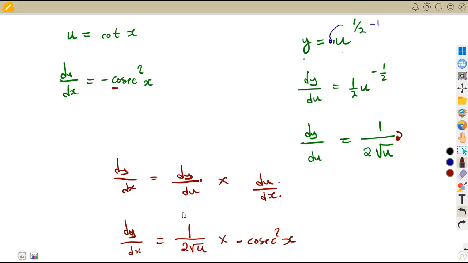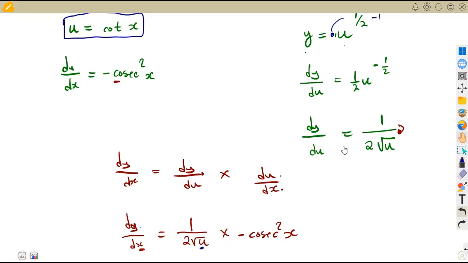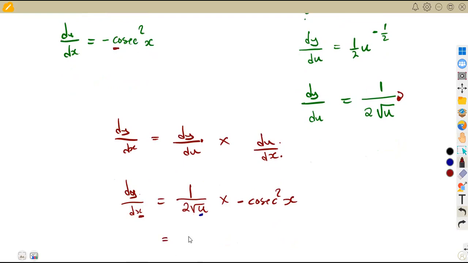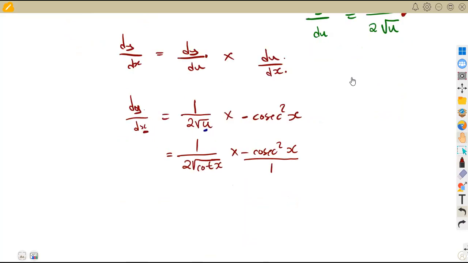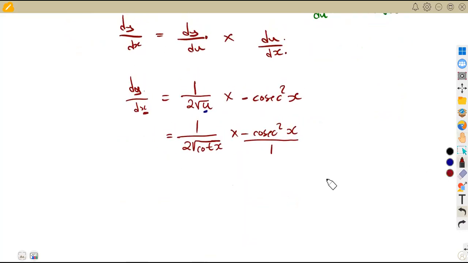But since we are to find the derivative of y with respect to x, our answer is supposed to have x, not to have a u. So we're going to substitute back the u that we said u is equal to cot x. In place of u, we are going to substitute cot x in this case. So therefore, our answer is going to be 1 over 2 square root of cot x, then times negative cosec squared x. This is same as over 1, so you can combine the numerators together since this is a multiplication.